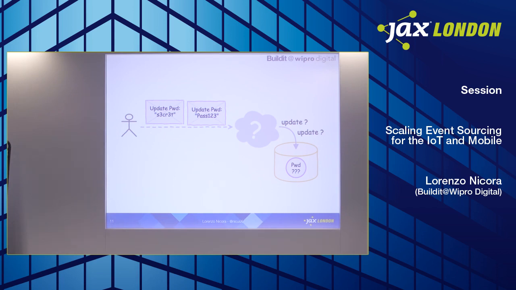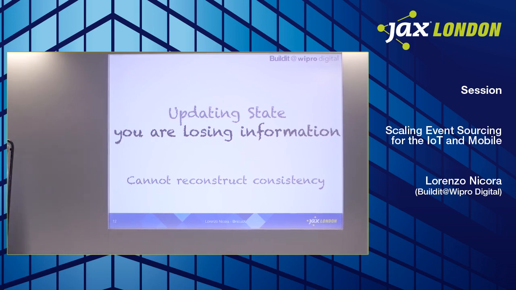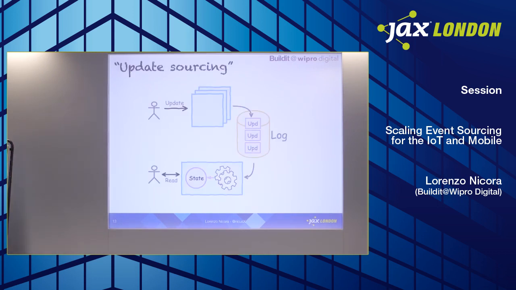And the problem is, when we are updating the state, we are losing information. So even if we find out we made a mistake at some point, we applied the updates in the wrong order, it's done. We don't have the information to reconstruct our consistency afterward. So why not do something I'm calling, it's not correct, let's call it update sourcing.